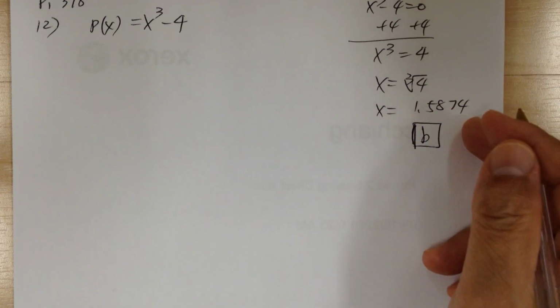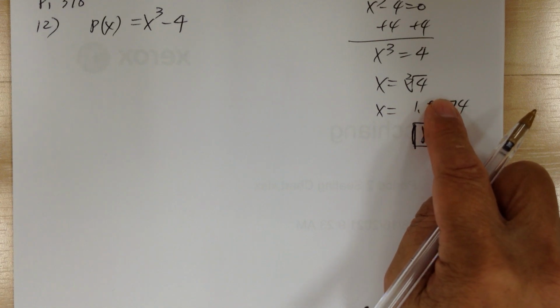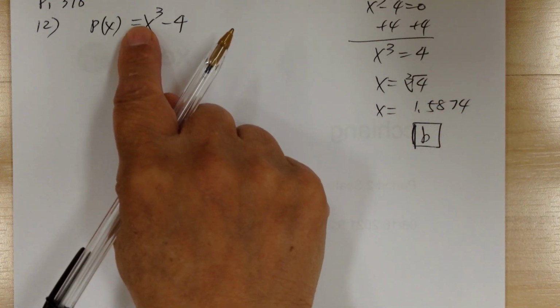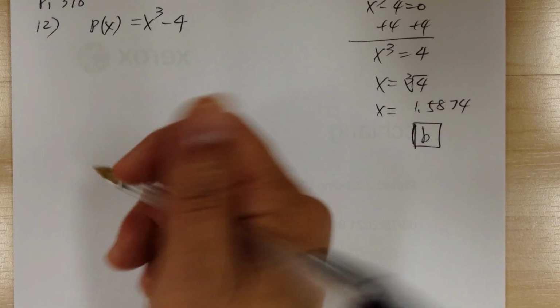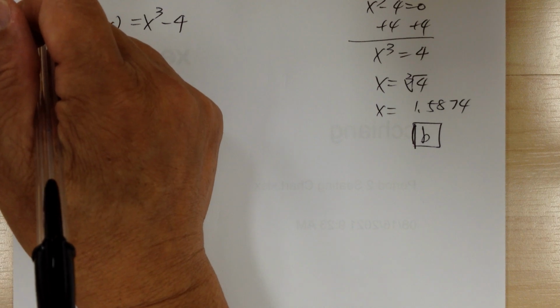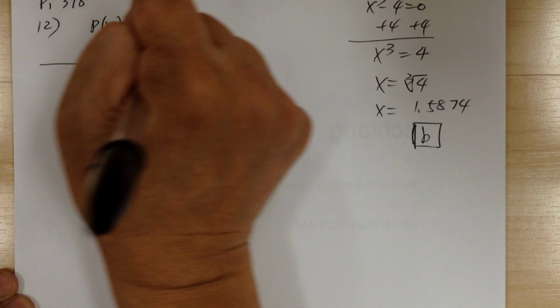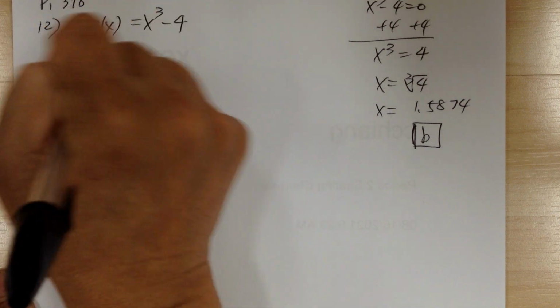This is when you have a calculator, you can do this. But if the equation is so complicated you cannot solve directly, then you have to do approximation. The way to do it is by making a table and you just keep refining your table. So for example, x and you've got p of x, right?